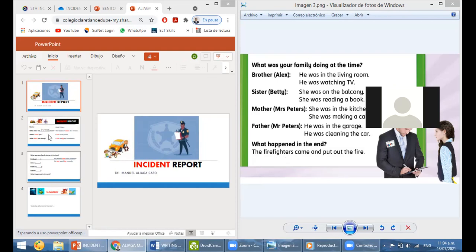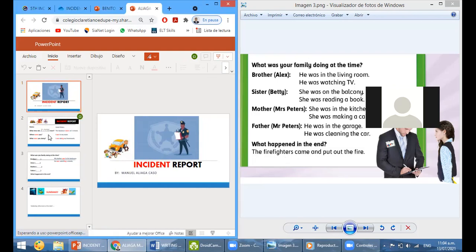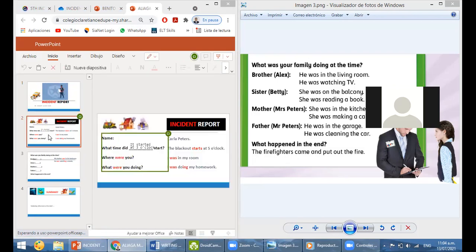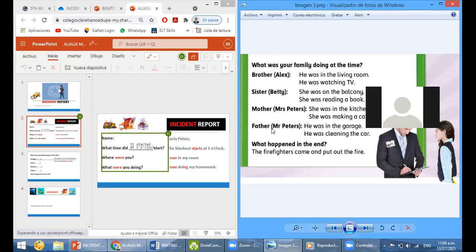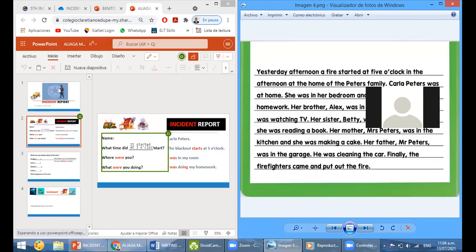Profe, ya terminé. ¿Qué pongo en el último, profe? The summary. Sebastián, the summary, you are going to write a paragraph about the incident. O sea, todo lo que pasó en el día. It's a summary, Sebastián. For example, this, look at Zoom. This is a summary.